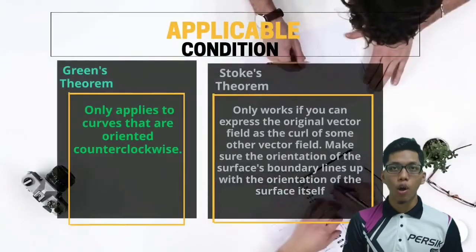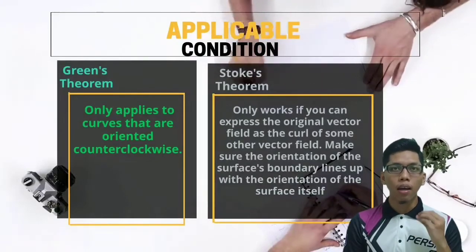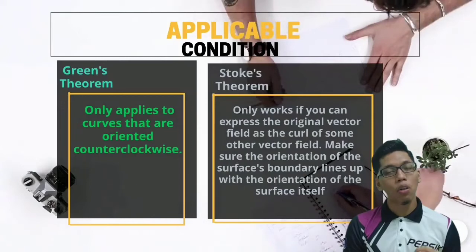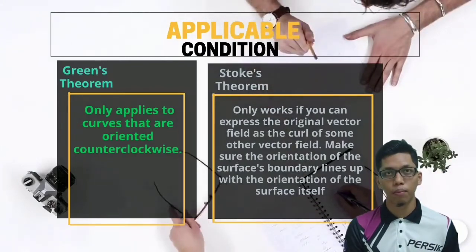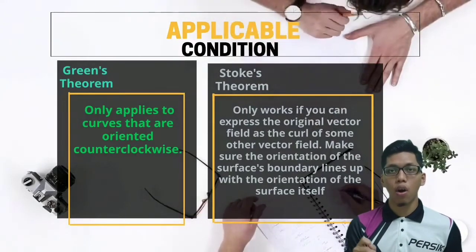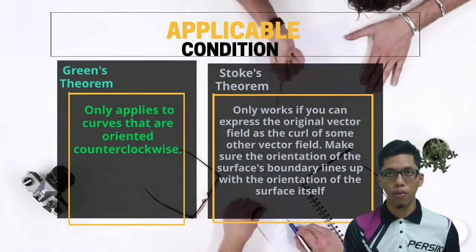Applicable conditions for both theorems. Based on Khan Academy, Green's theorem only applies to curves that are oriented counterclockwise and are in two dimensions. Stokes' theorem only works if you can express the original vector field as the curl of some other vector field.